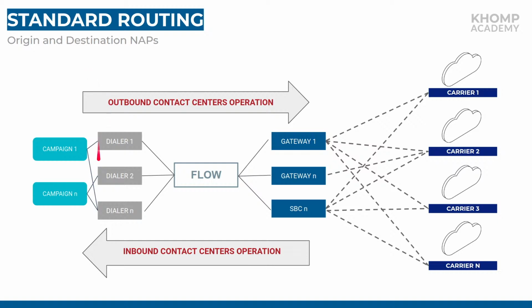For example, if you are starting the call in the dialers and going to the PSTN, this is considered an outbound contact center operation, because this campaign is going out. The calls are going out to the PSTN. When your calls are coming from the PSTN to your dialers, to your inbound campaigns, this is considered an inbound contact center operation. This is a very normal way to see a contact center, depending on which side you receive the calls.